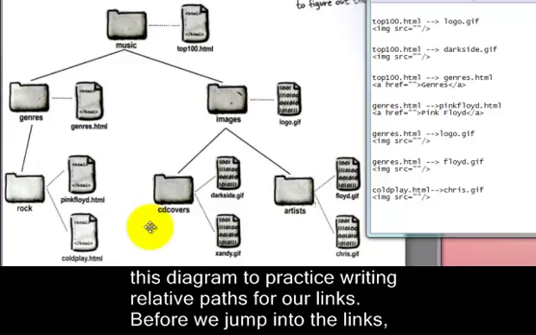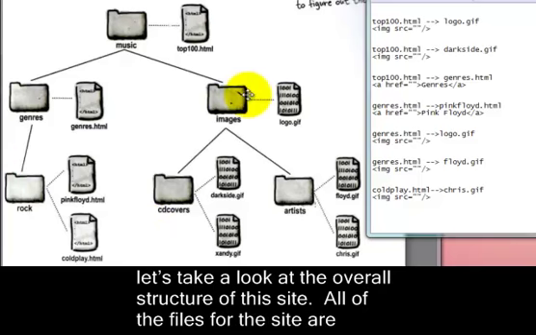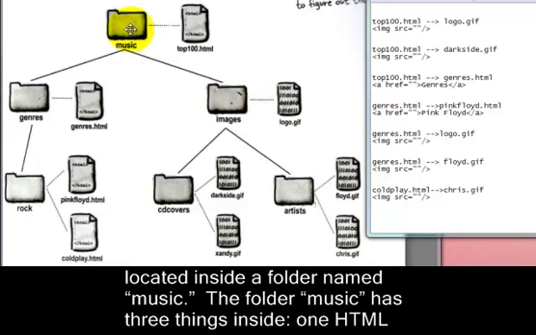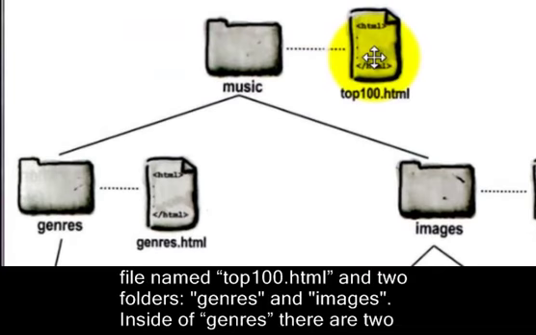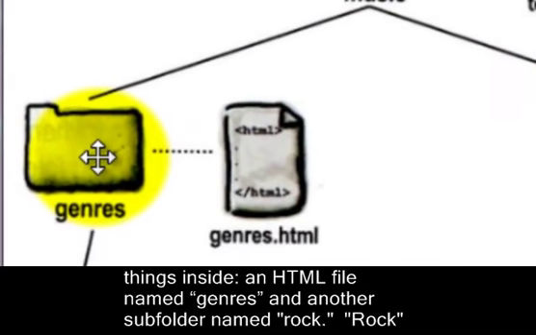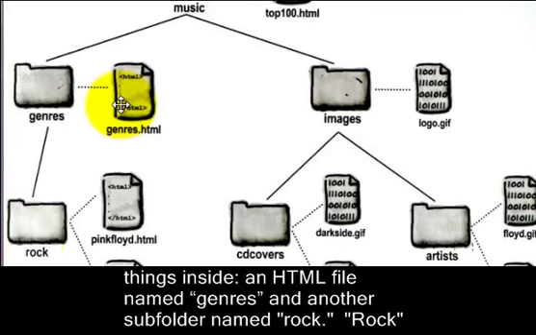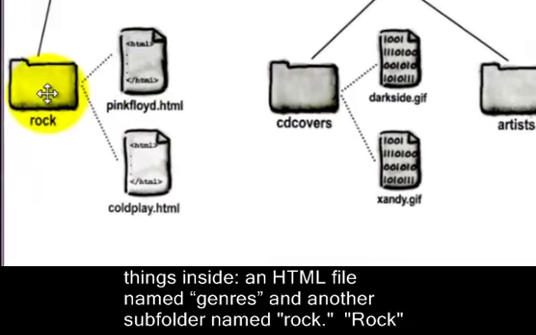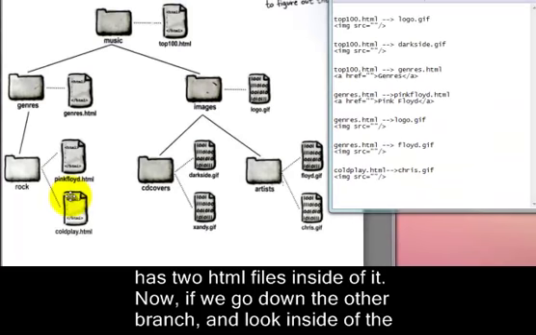But before we jump into the links, let's take a look at the overall structure of this site. All of the files for this site are located inside a folder named Music. Right? The folder Music has three things inside. One HTML file named top100.html and two folders, genres and images. Inside of genres, there are two things inside, right? There's an HTML file named genres.html, and then there's another subfolder named rock. Rock has two HTML files inside of it.